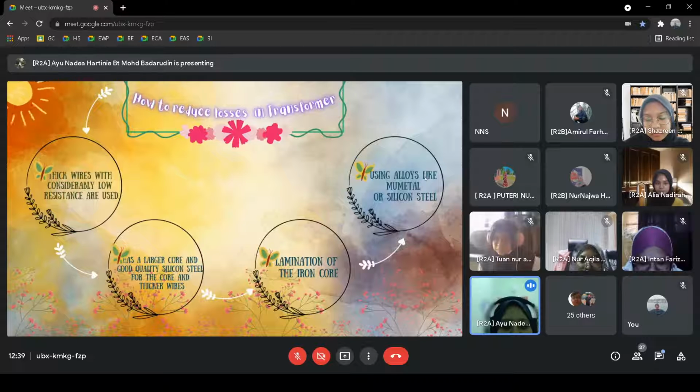The efficient solution to reduce transformer losses is to make an energy efficient system that has a large core, good quality silicon steel for the core, and thicker wire. Next, the eddy current can be minimized by using a laminated core. Last but not least, hysteresis loss can be reduced by using alloys like mu metal and silicon steel.